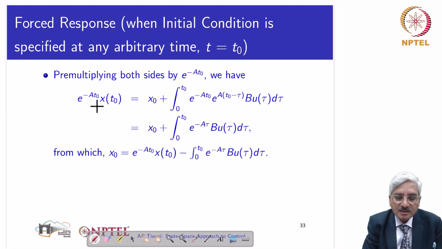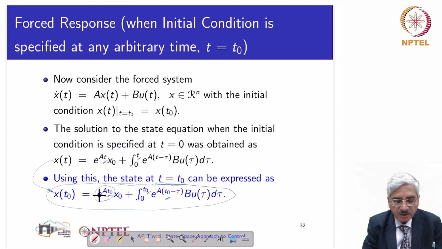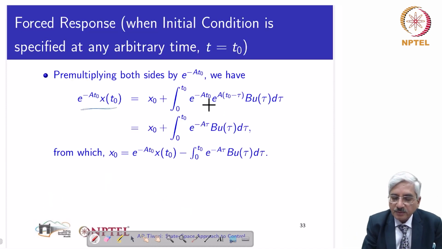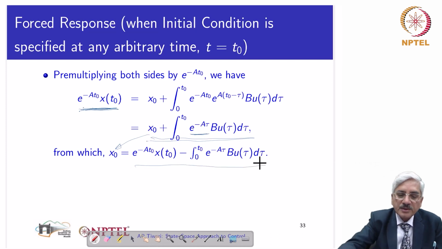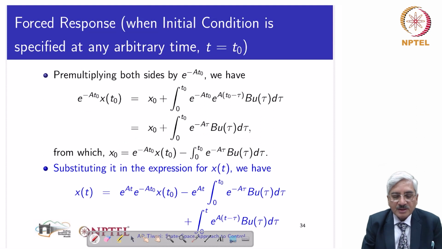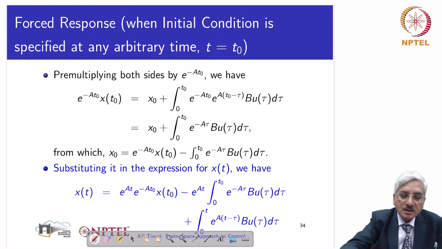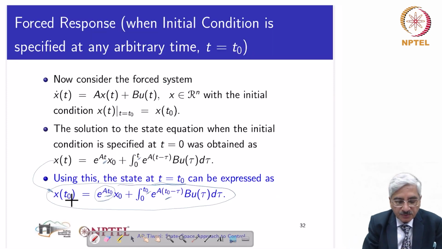So we get e^(-A t0) x(t0) equal to, see, e^(A t0) x(0) multiplied by e^(-A t0) will lead to identity, and we will be left only with x(0). And e^(A t0) multiplied by this will lead to cancellation of one of the terms, and we will be left with only e^(-A tau). So this becomes equal to this, and from this x(0) is obtained as this minus the integral, which is like this. This expression of x(0) can be substituted in this one.